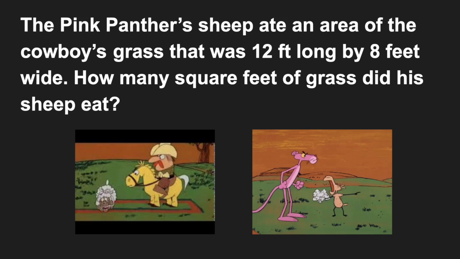All right, guys, let's take a look at today's problem. This is a funny episode, guys. It's called Little Bo Pink, I think. Anyways, guys, the problem is the Pink Panther's sheep ate an area of the cowboy's grass that was 12 feet long by 8 feet wide. How many square feet of grass did his sheep eat?